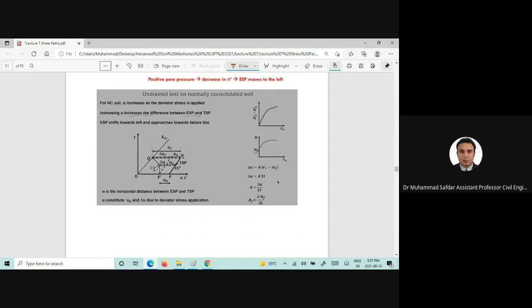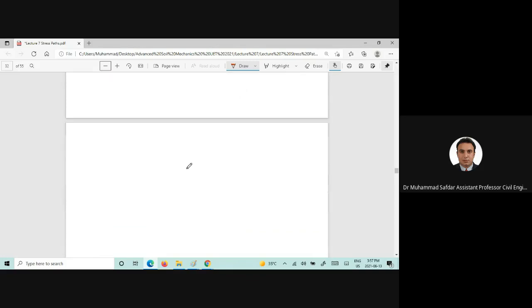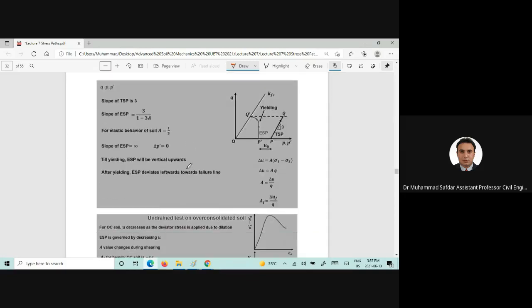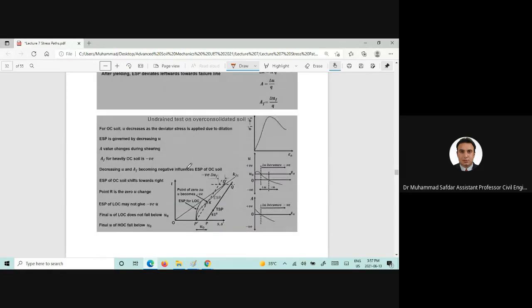Same explanation is also given here. If you want to draw the total stress path or the effective stress path, the difference between the total stress path and the effective stress path is the change in the pore water pressure. Here you can plot the K_f line if you are talking about the t-s prime. Okay. You can find out the slopes for the total stress path and for the effective stress path in case of drained and undrained conditions.